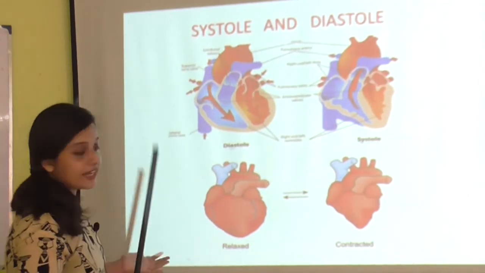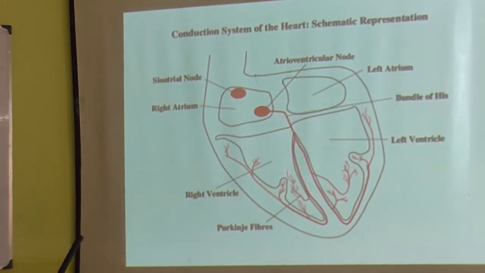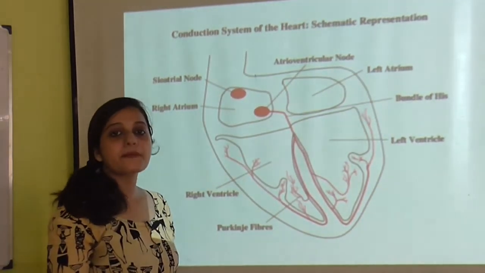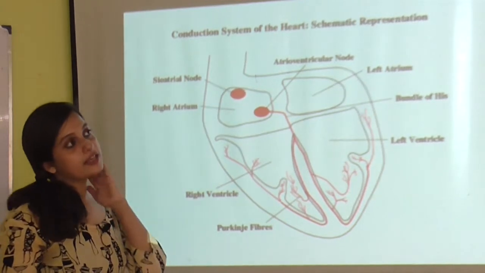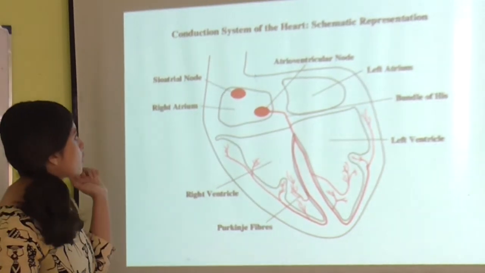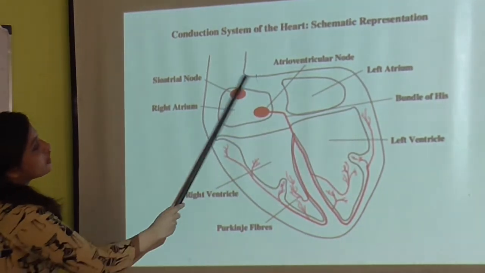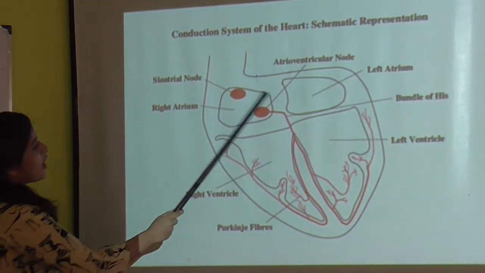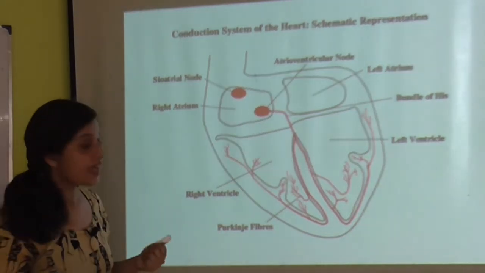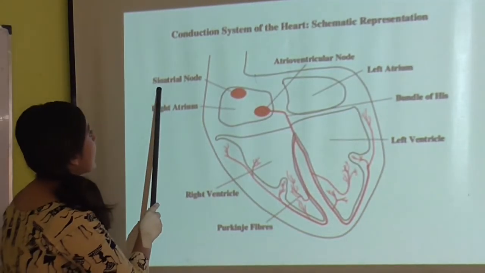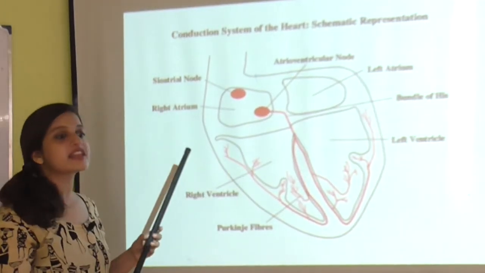Okay. So next we are going to study the various types of special tissues that are present in your heart. Number one, this part is very interesting. So we are going to study some names. On your right atrium, there is a switch-like thing present that is known as the SA node. So what is the SA node? It is like a switch.